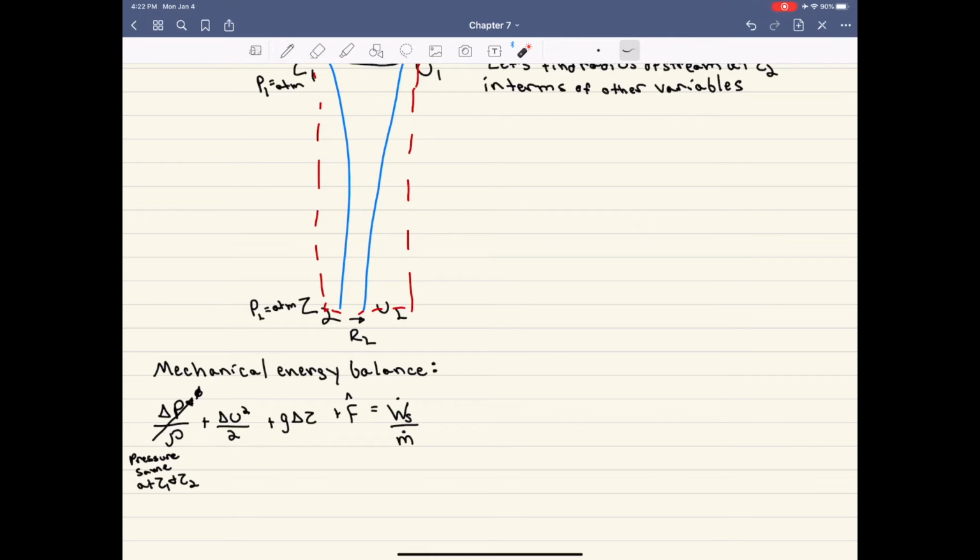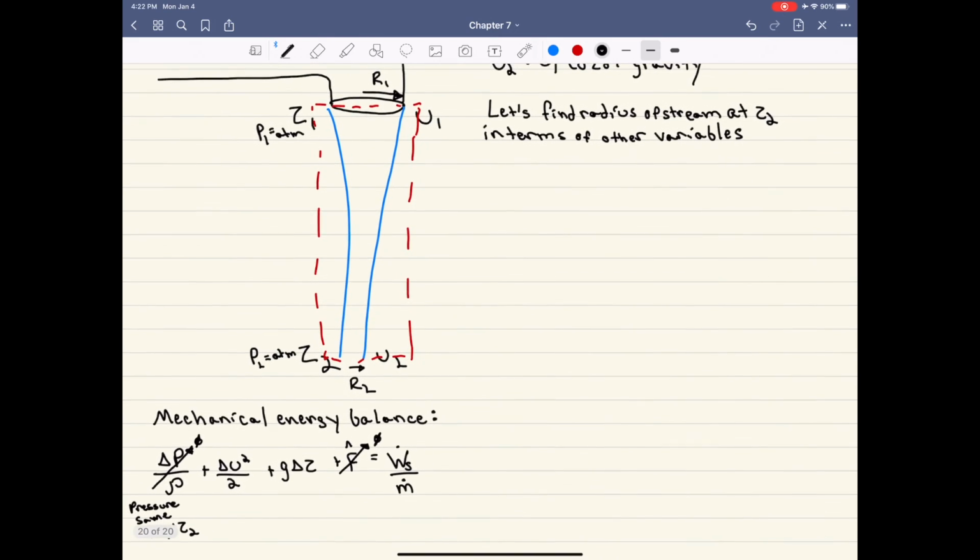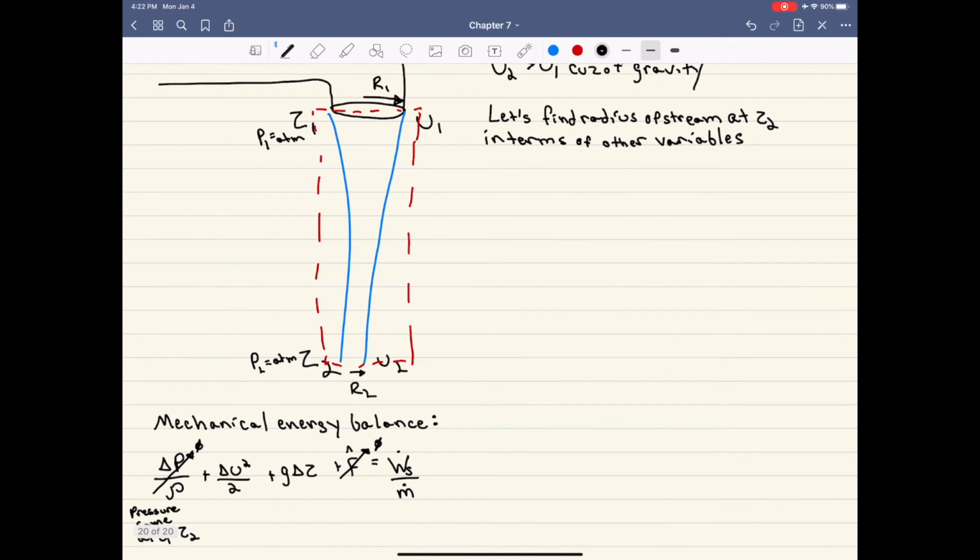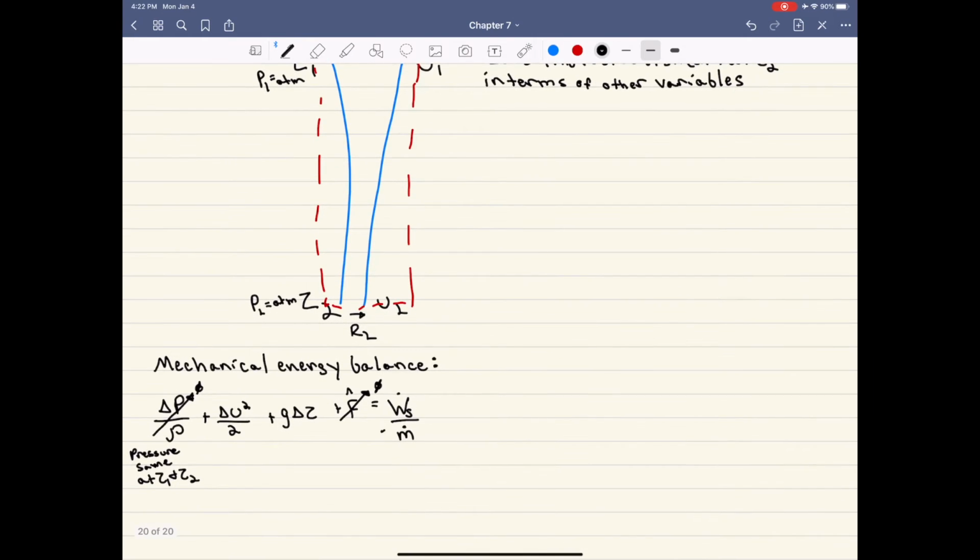For the frictional term, we're not really considering the role of air friction here, and so for now, let's just cancel that out. And for shaft work, we don't have any moving parts. We're just looking at water falling from one height to another, so there's not going to be any shaft work here. Okay? And so the only things we're considering are the change in the velocity and then the change in height.